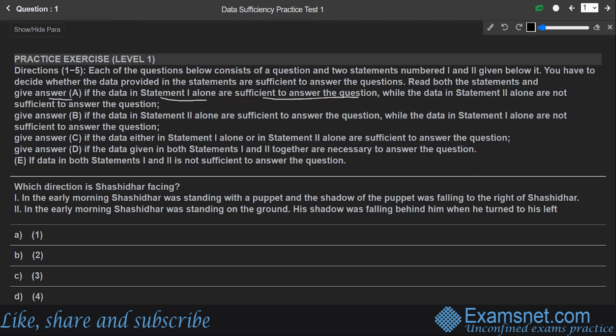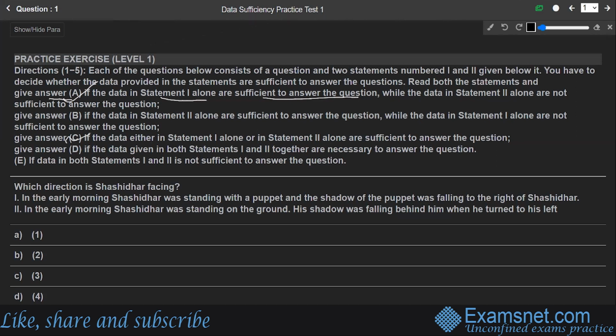Okay, what is the condition? When we are supposed to answer a question, in statement one only, sufficient information is provided so that the question can be answered, and at the same time, in statement number 2, there is no sufficient information to answer the question. Then we hit the option called A. Likewise, if the information in statement number 2 is sufficient to answer the question, but statement number one is not sufficient, then we hit the option called B.